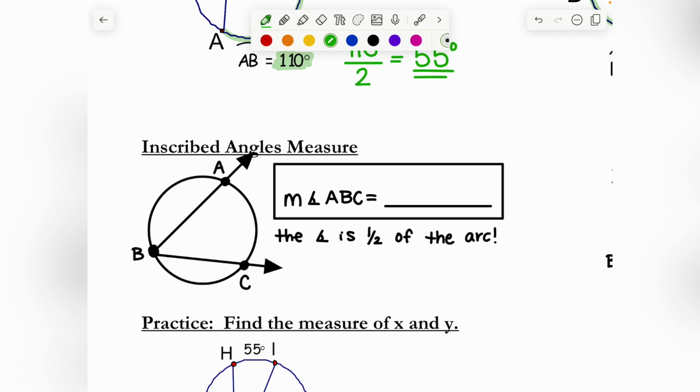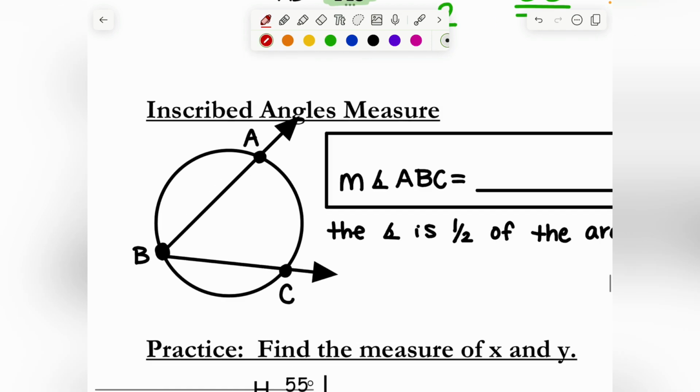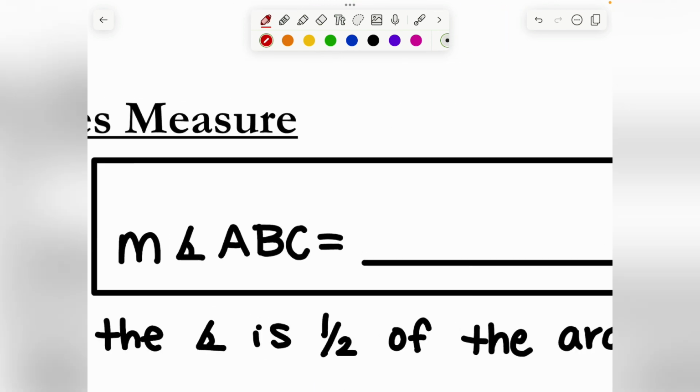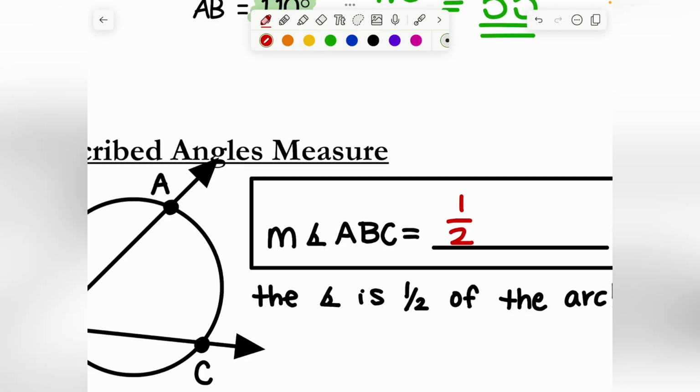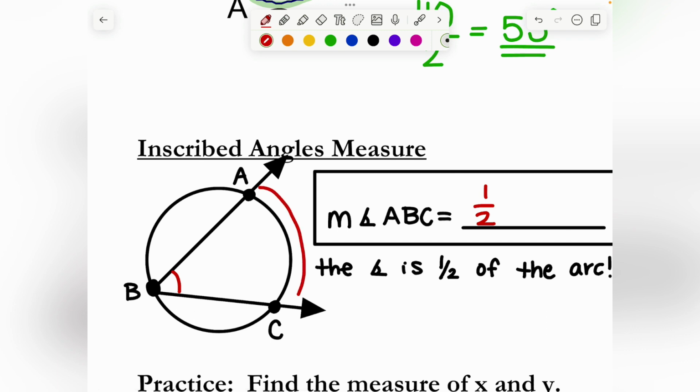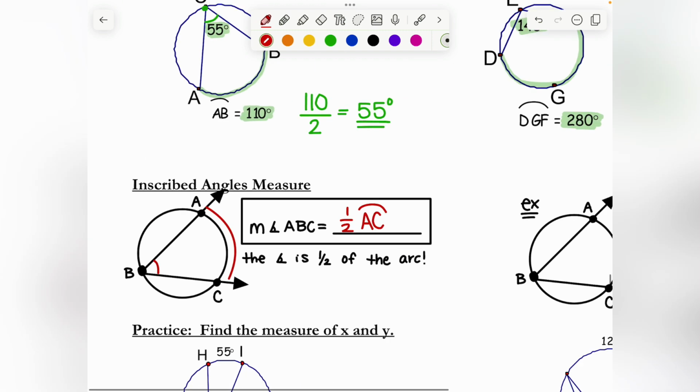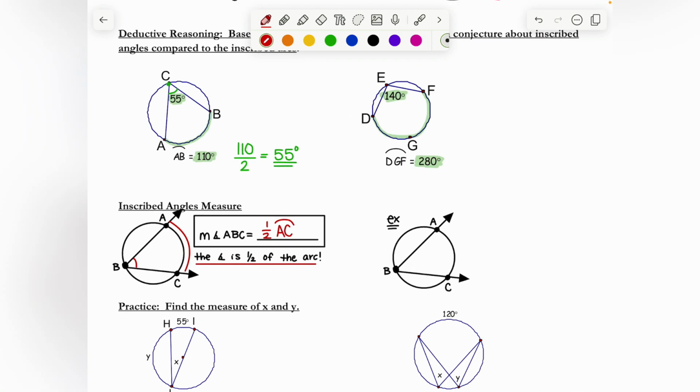Hopefully you've copied down this picture, and let's figure out the measure of angle ABC. That's this angle, and it is going to be 1/2 of the measure of the intercepted arc, which is arc AC. So the angle is 1/2 of the arc. That is the relationship. So here is an example.